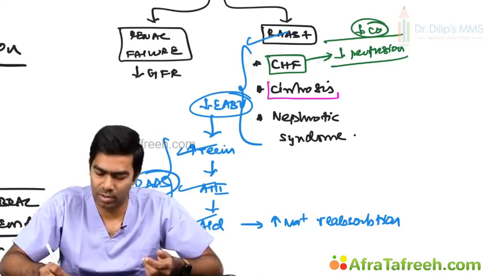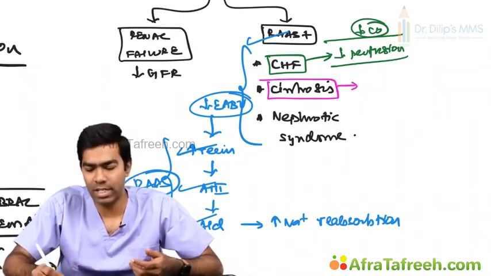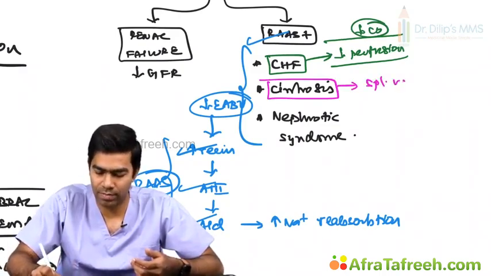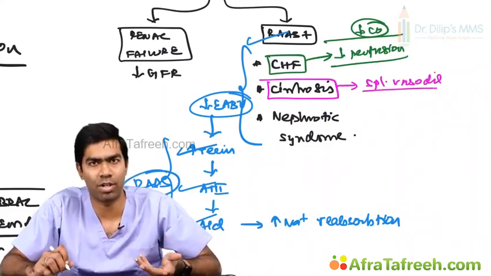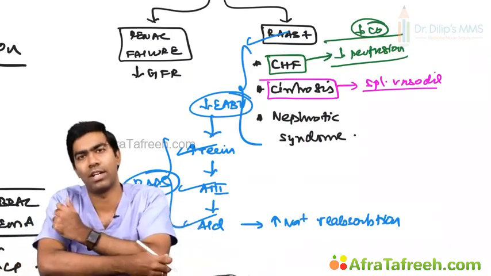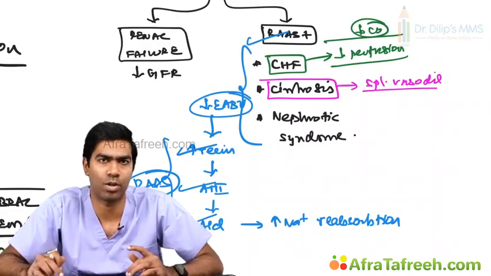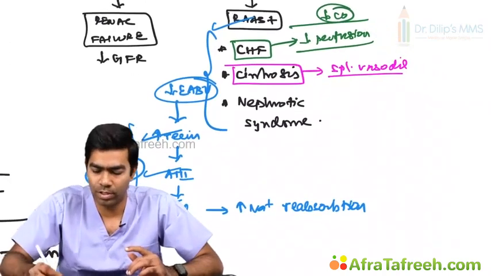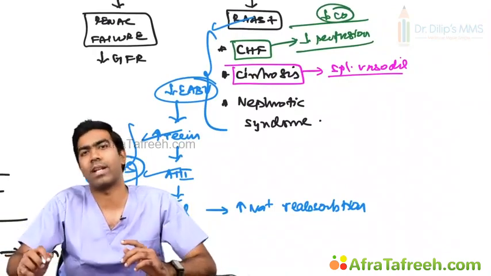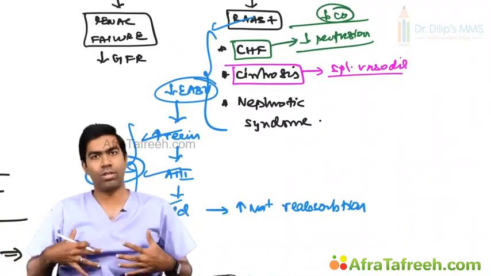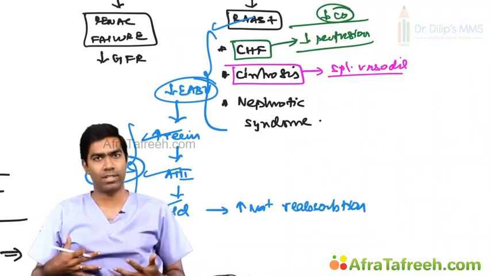Similarly, in cirrhosis, there will be splanchnic vasodilation. We have been talking about this in the previous video, splanchnic vasodilation, which is very important in cirrhosis. We'll discuss the pathophysiology later on. What do you mean by splanchnic vasodilation and why is it important? Because of splanchnic vasodilation, there is reduced resistance in the splanchnic circulation. Splanchnic means your abdominal vasculature, that is mesenteric vasculature.